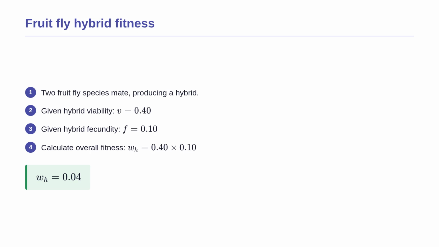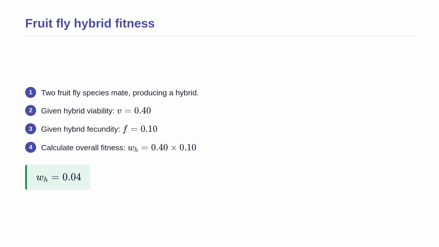Let us put this fitness formula to the test with an example. Imagine two different species of fruit flies mate and produce a hybrid. We are given that the hybrid fly has a survival rate, or viability, of 0.40. We are also given that its fertility rate, or fecundity, is 0.10. We need to calculate the overall hybrid fitness to determine the strength of the post-zygotic isolation.